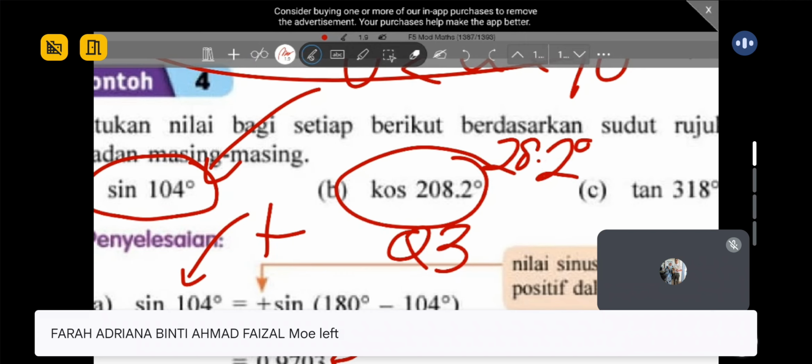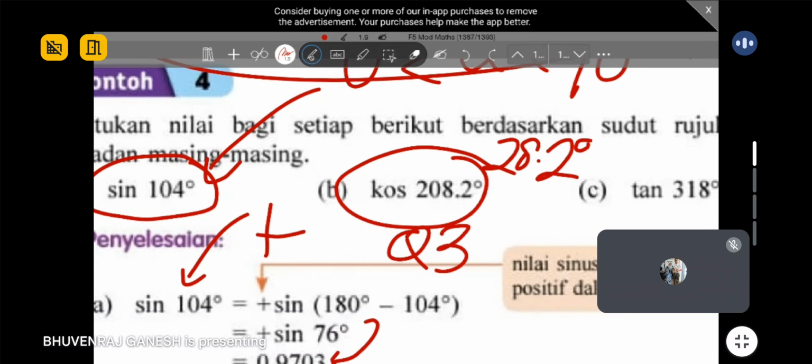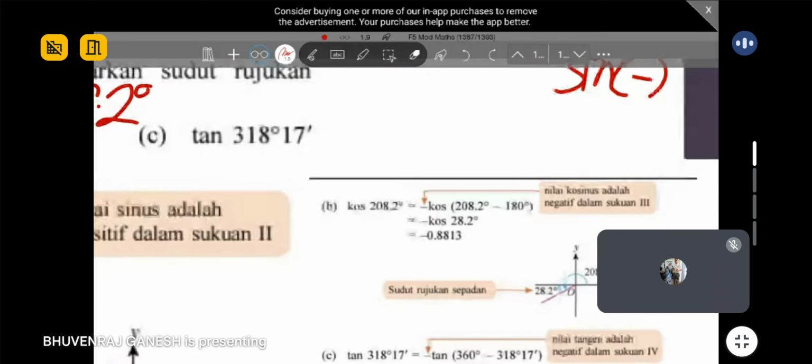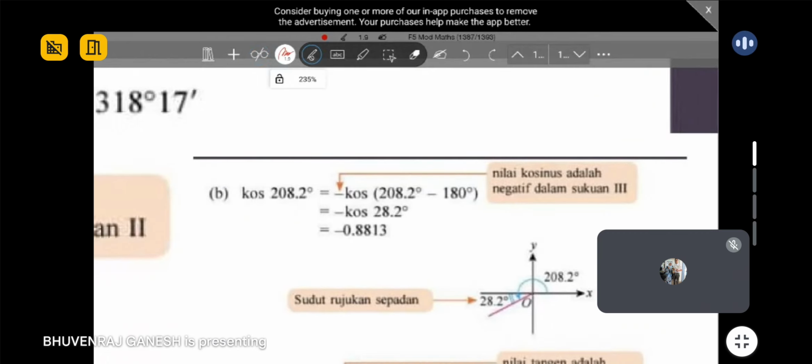Kalau cos 208.2, adakah nilai ni positif atau negatif? Cos in third quadrant, will you get a positive or negative answer? Yes. Cos in third quadrant, you should get negative answer. All right. So basically, you will have a negative answer. Okay. So this is your reference angle, sudut rujukan, and the negative sign you must add by yourself.